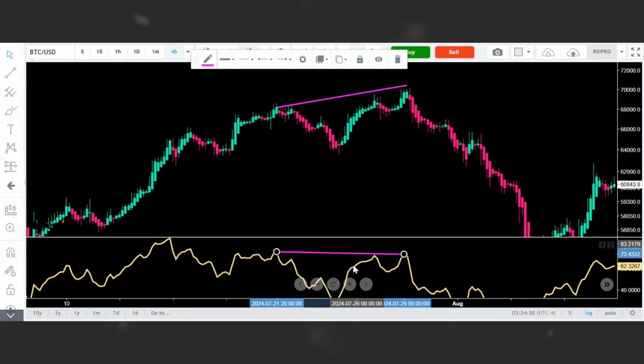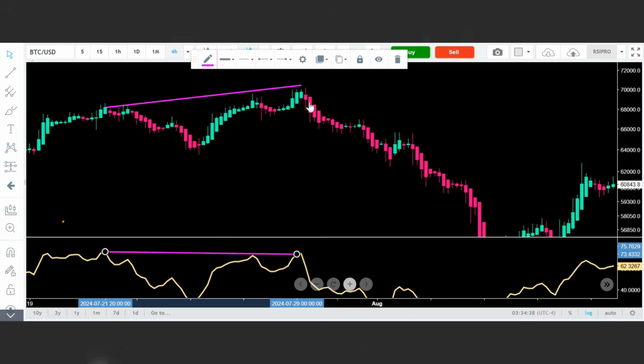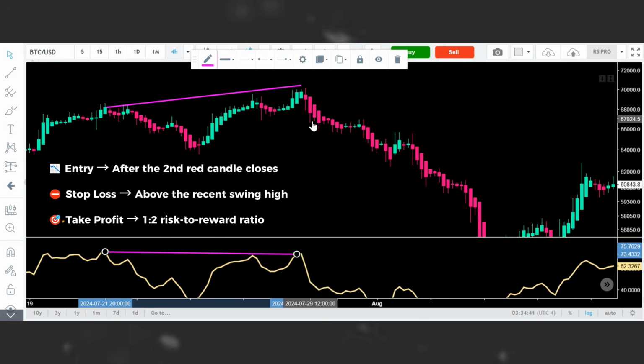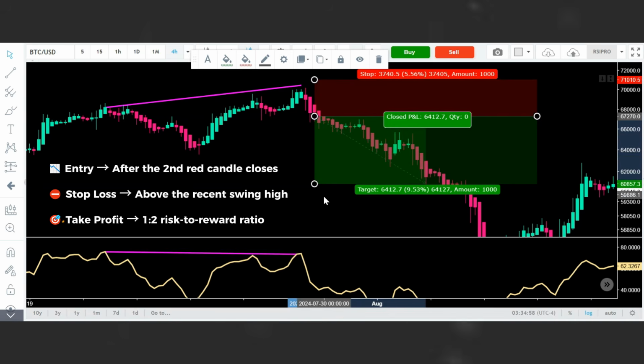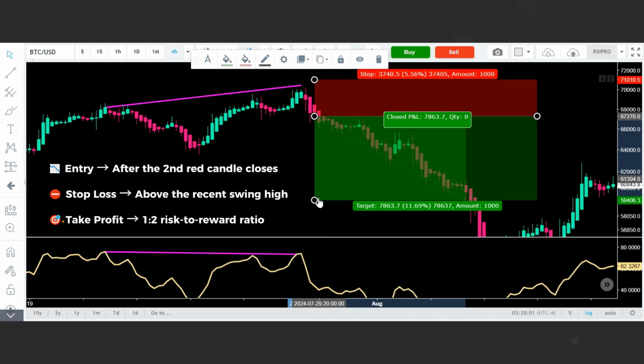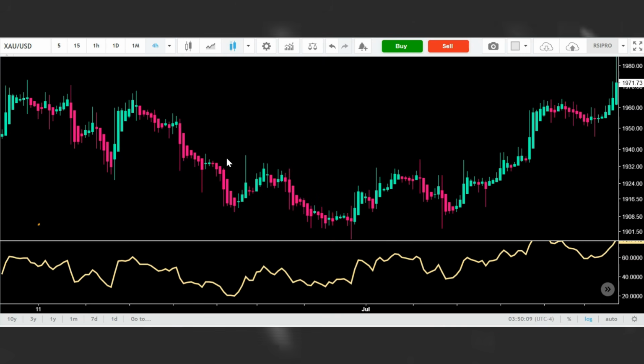Soon after that, a doji candle forms, followed by two strong red candles on Heikin Ashi. That's the confirmation. This is a sell entry. You can enter the trade right after the second red candle closes. Place your stop loss just above the recent swing high because if the price breaks that level, the signal is invalid. And for take profit, use a 1:2 risk to reward ratio. As you can see, right after the signal, the price drops sharply and quickly hits the take profit, exactly as RSI warned us before.